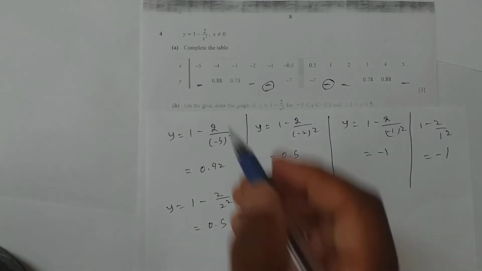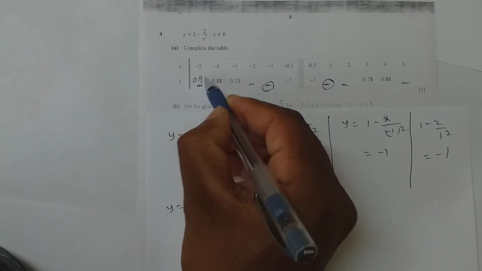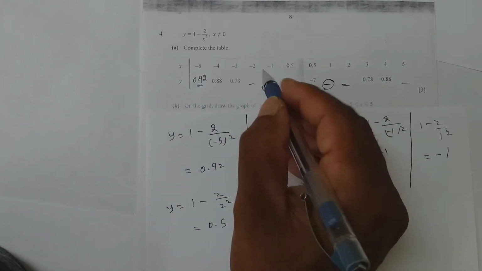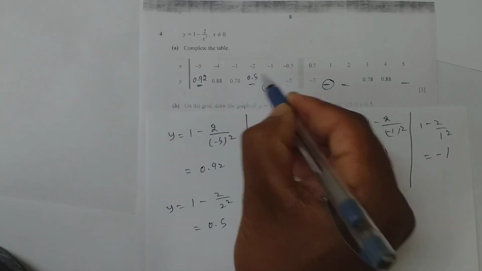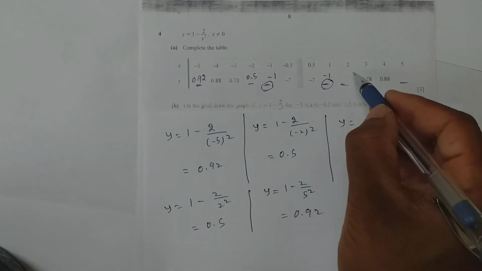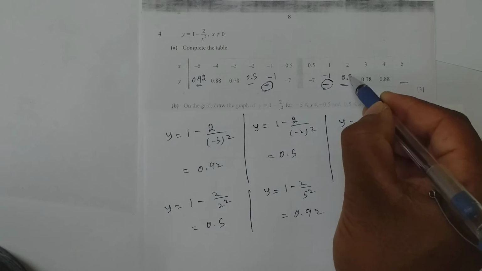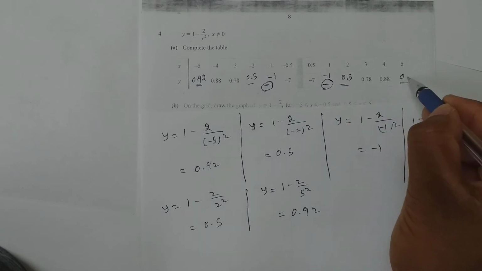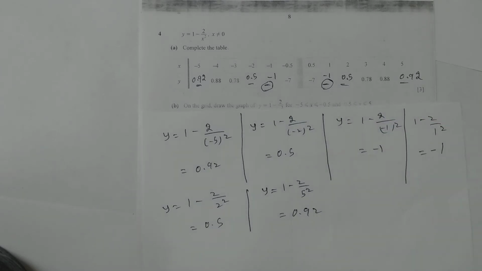Okay, so write the values here. First one is 0.92. Next one you got 0.5. Next, when it is minus 1, minus 1. When it is plus 1, also minus 1. When it is 2, it is 0.5. When it is 5, it is 0.92.